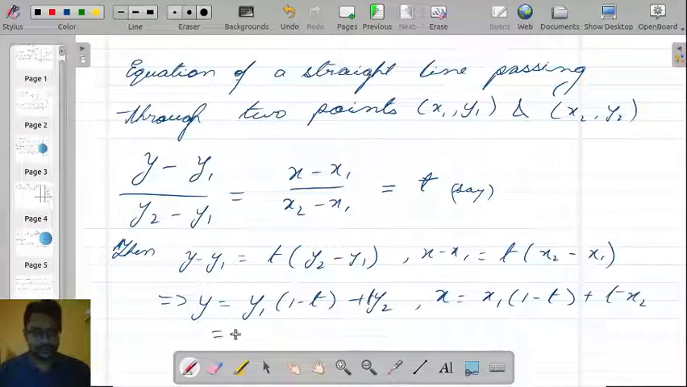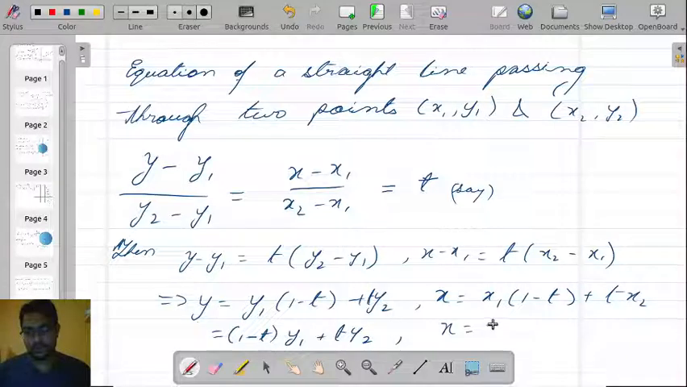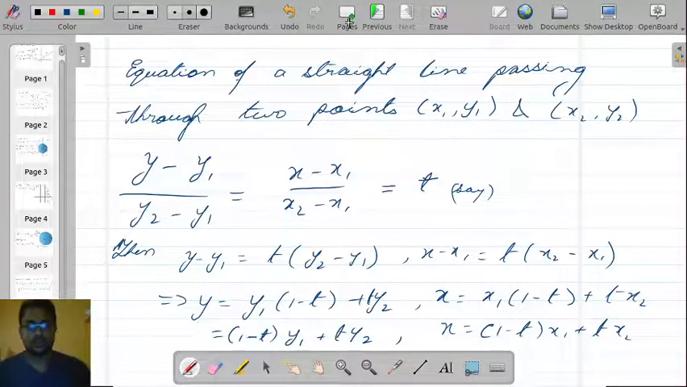Okay, I'll write it this way. I write the scalar first: y equals (1 minus t) into y1 plus t y2, and here also x is (1 minus t) into x1 plus t x2. So I write it this way. This is the parametric form of the straight line, where t can be any real number, right?